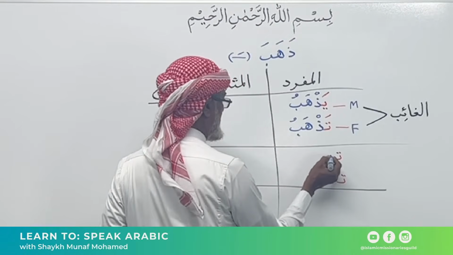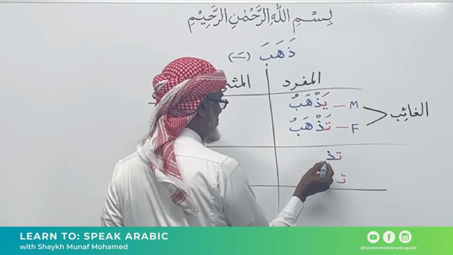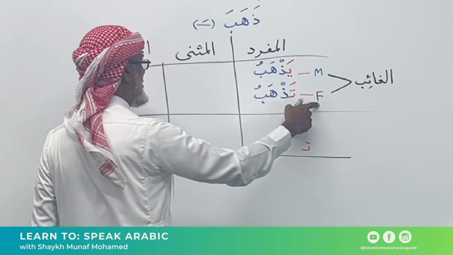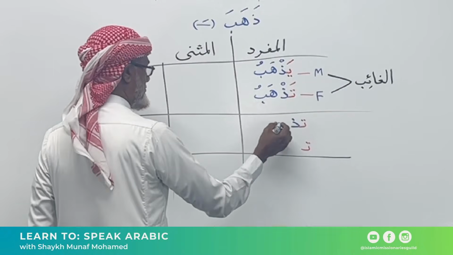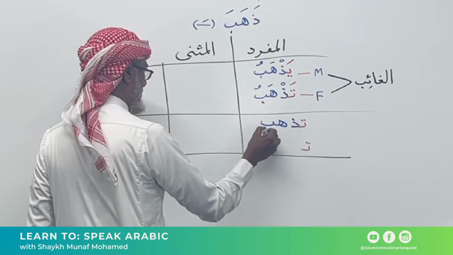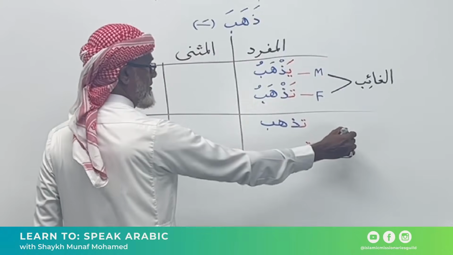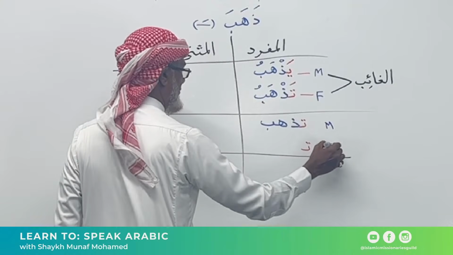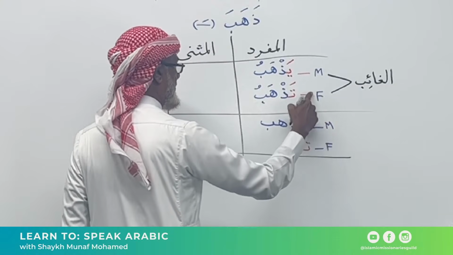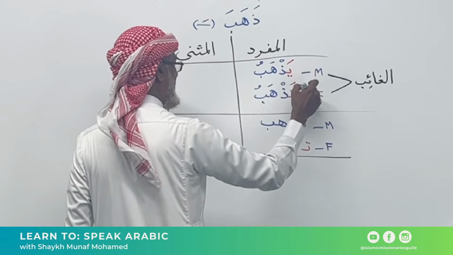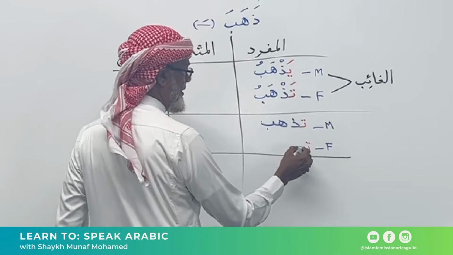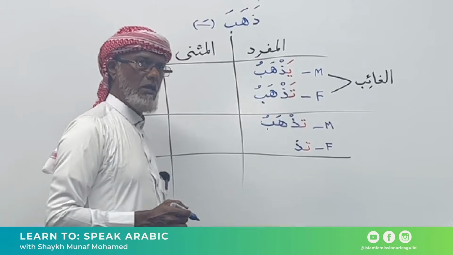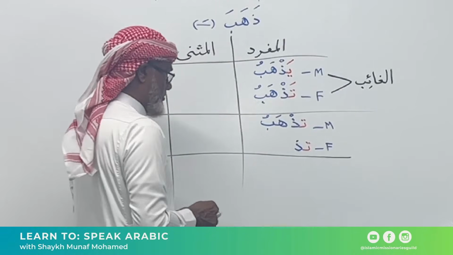So we have here, and what you would also notice is that this conjugation here for the feminine absent third person is exactly the same as the second person. This is masculine and this is feminine. And we have here tadhhabu. So tadhhabu.